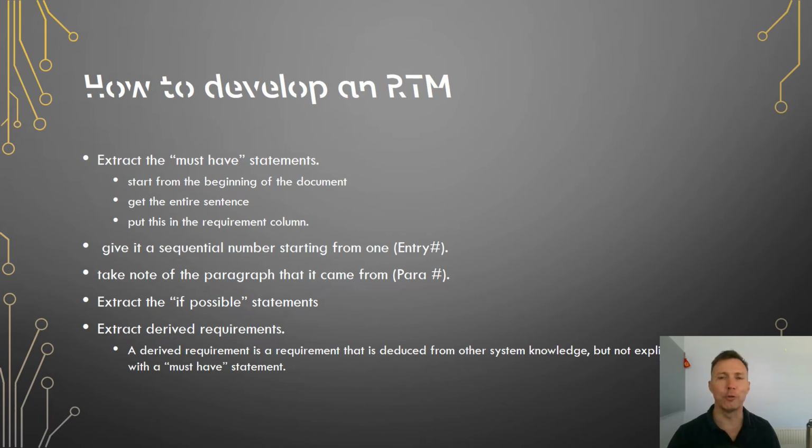These are the steps that you go through to construct your requirements trace matrix. Start by going through and identifying the statements in the requirements document that are must-haves. Take the whole sentence, copy it and paste it into the column in your spreadsheet. Give it an entry number and record where the paragraph came from. Go through again and extract the nice-to-have statements and record them in the same way. Then go through again and use your expertise to record any derived requirements, requirements that you know will be necessary to do the job based upon the existing requirements. It might be something like we're going to need a back-end database if we're collecting information from a website.